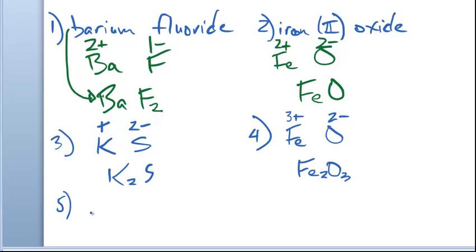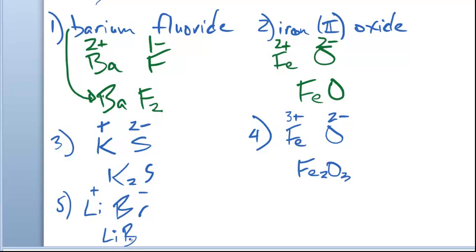Lithium bromide. Okay, so lithium, let me get my pen back. Lithium is in group 1A, so that is a single plus charge. Bromine, like fluorine, is in group 7A, and therefore it's going to have a single minus charge.